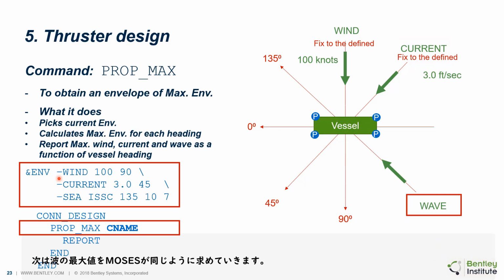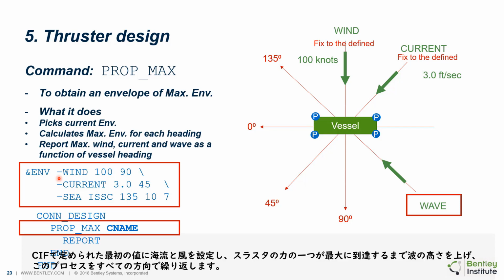Now it's time for the wave, and MOSES follows exactly the same procedure for the maximum. Fix the current and wind to the initial value as defined in the CIF here, and increase the wave height until one of the thrust forces reaches the maximum, and repeat the process for all headings.